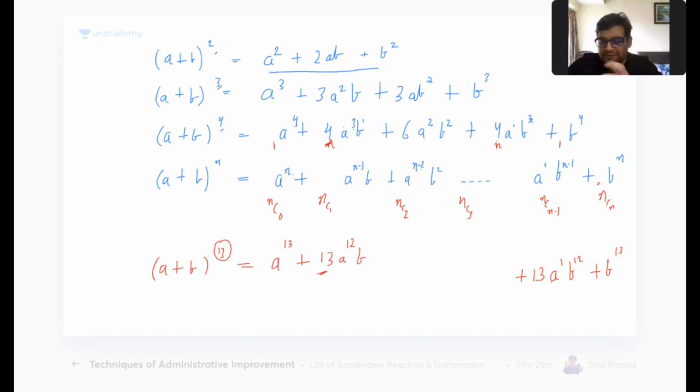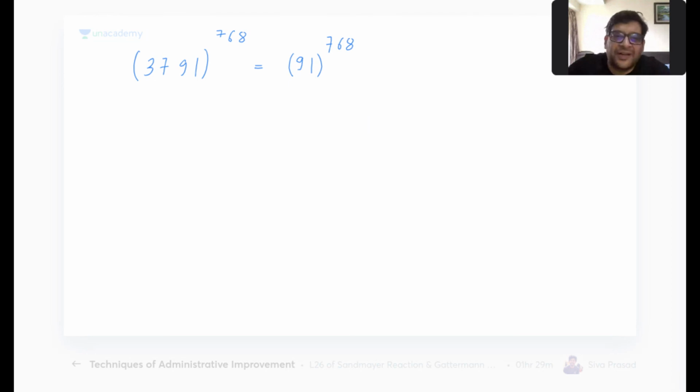So this is an application of the binomial theorem. Why did I explain all of this? Because I will try to use it here. So this is (90 plus 1) to the power of 768. How many terms will be there in the expansion? There will be 769 terms in the expansion.